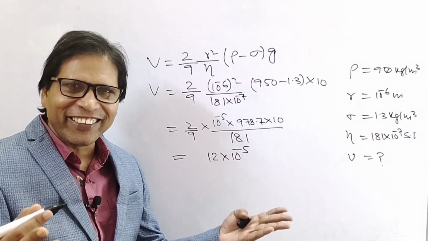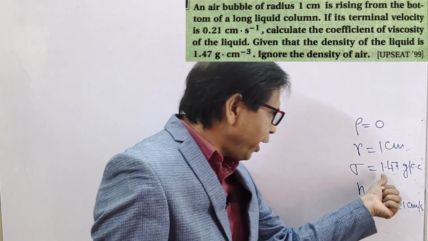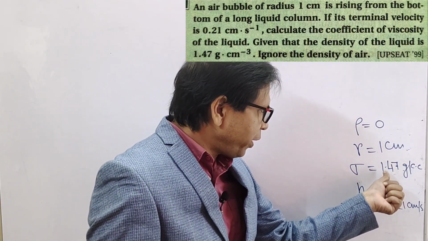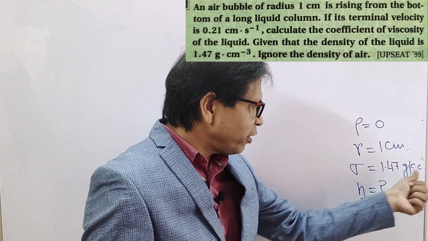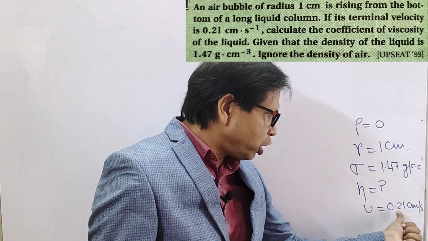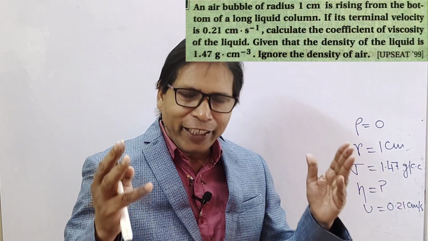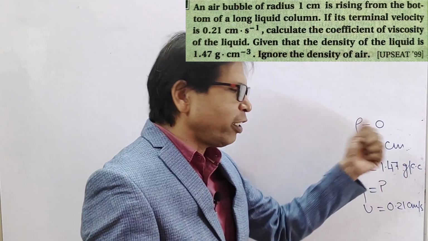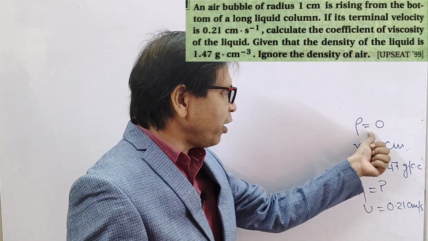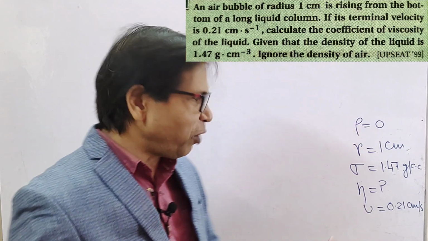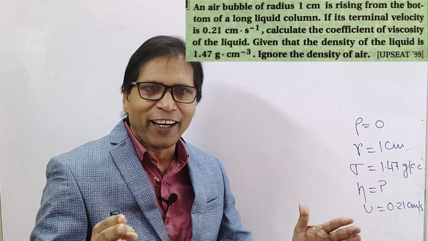Okay, understood? Look at this: an air bubble moving upward in a liquid column of density 1.47 gram per cc with terminal velocity 0.21 centimeter per second. The radius of the air bubble is 1 centimeter. Ignore the density of the air. Now we have to calculate the coefficient of viscosity of oil.